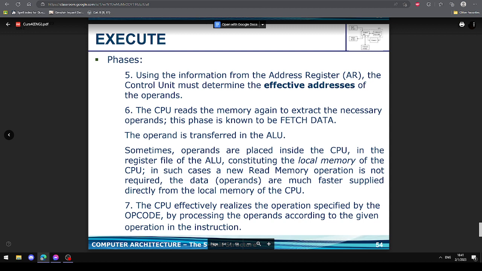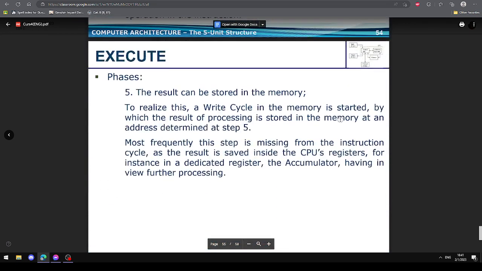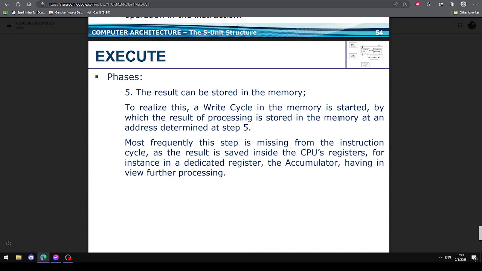The CPU effectively realizes the operation specified by the opcode by processing the operands according to the given operation of the instruction. Execute: the result can be stored in the memory. To realize this, a write cycle in the memory is started, by which the result of processing is stored in the memory at the address determined at step 5. Most frequently, this step is missing from the instruction cycle, as the result is saved inside the CPU's register, for instance in a dedicated register, the accumulator, for further processing.